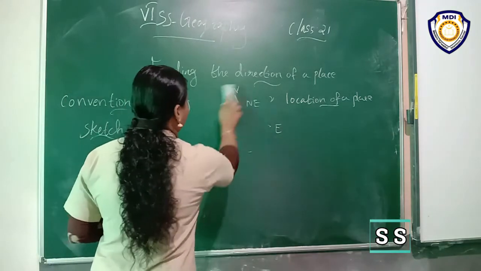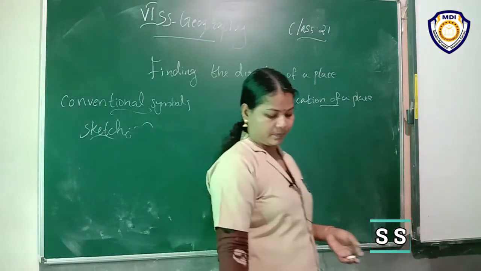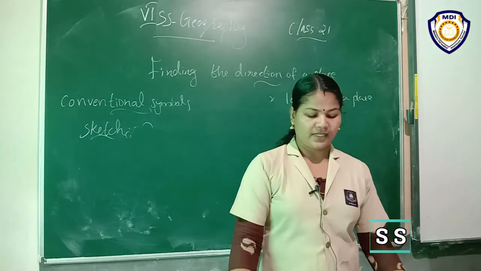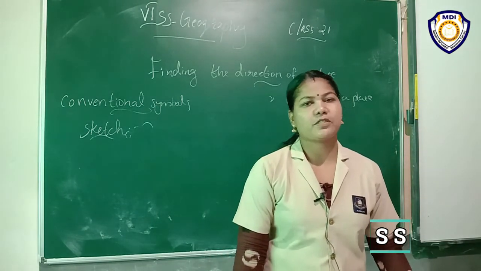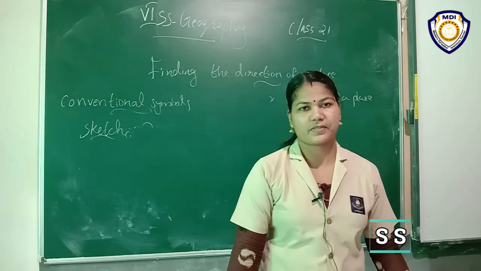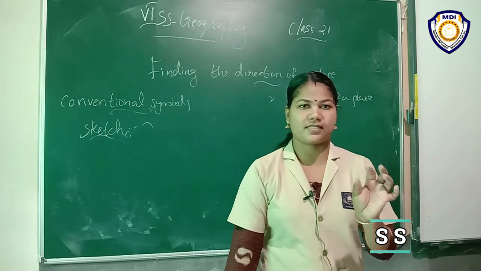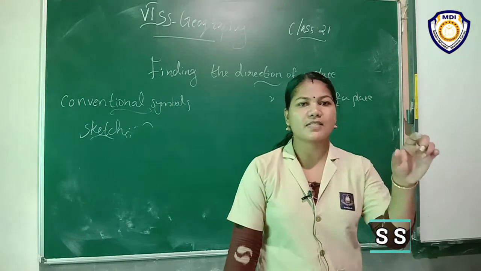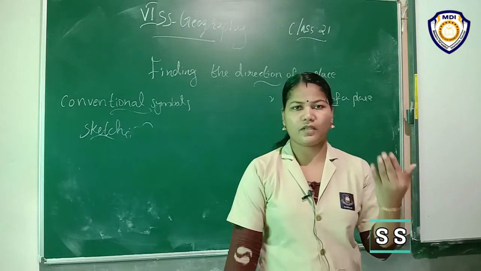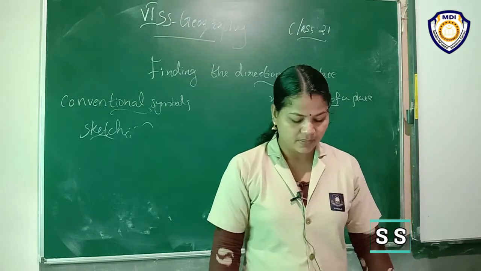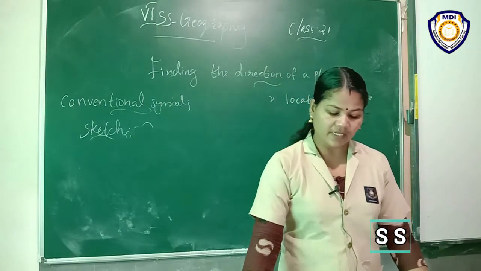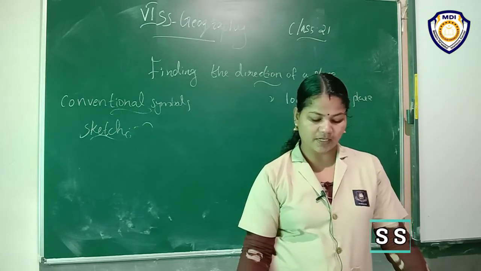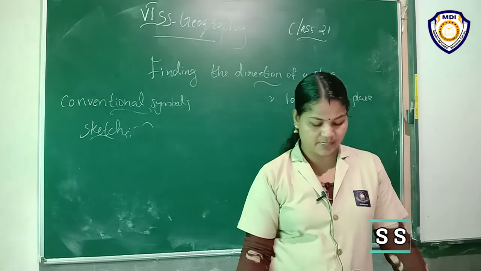Okay, you know that a map shows the features of an area according to a scale. Scale we already discussed, for example, 50 meters to 1 centimeter. But sometimes we need a rough drawing of an area to tell us where a particular place is located with respect to certain other places.